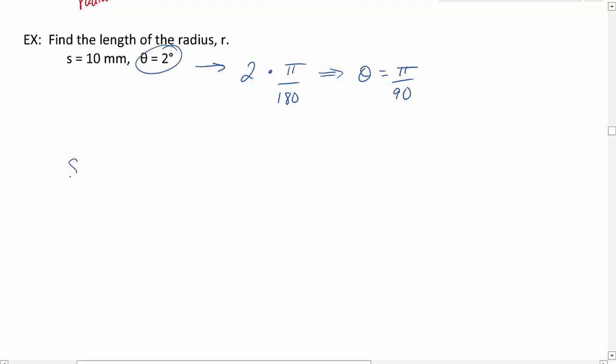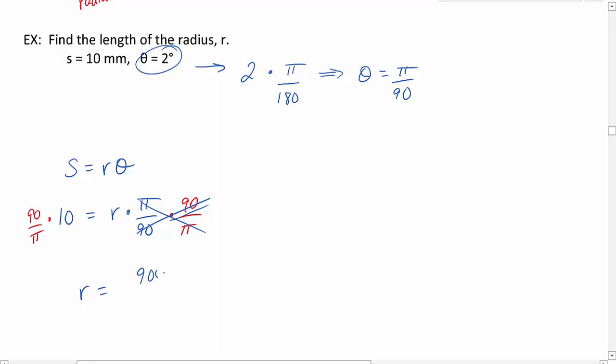And now plugging into our s equals r times theta formula, we get 10 is equal to r times pi over 90. So let's divide both sides by pi over 90, or think of it as multiplying by the reciprocal. And we're going to get that r is equal to 900 over pi. And this is our radius, so it gets a unit of millimeters.